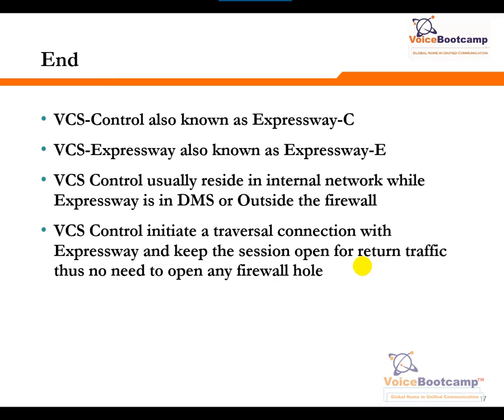Alright, so that's the end of this module. Like I said, VCS Control, also known as Expressway C, and VCS Expressway, also known as Expressway E or Edge. Control usually resides on the internal network, while Expressway is in the DMZ or outside the firewall. VCS Control initiates a traversal connection with Expressway and keeps the session open for return traffic. Thus, there is no need to open any firewall hole for that.